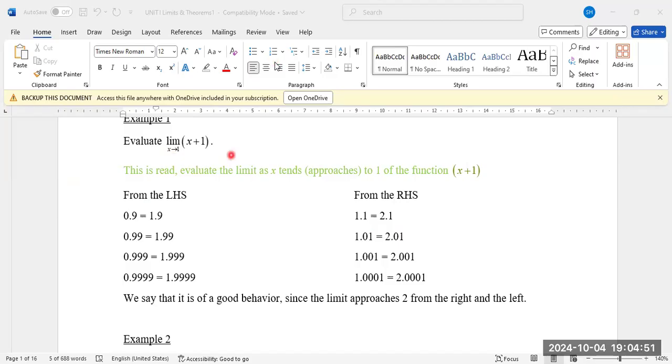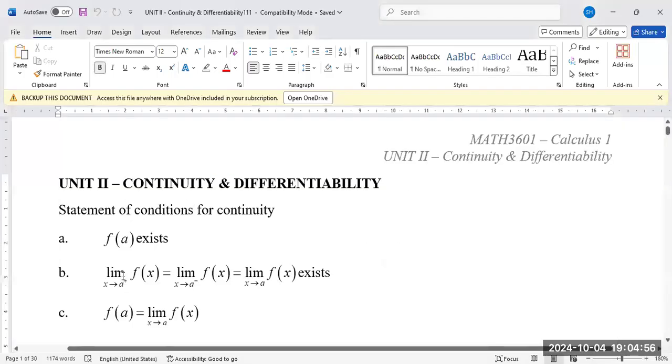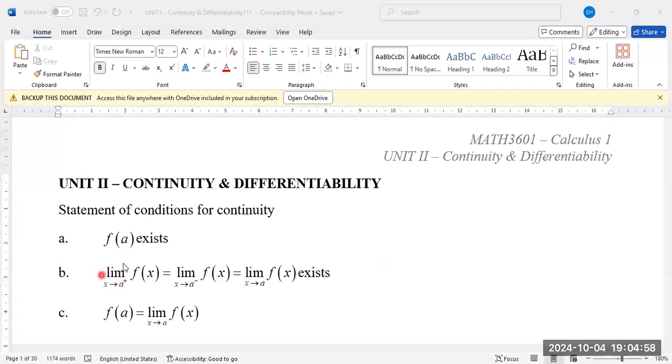So therefore, what is this saying? This is saying that if the intuitive approach from the right-hand side equals the intuitive approach from the left-hand side, then it is also going to be equal if I just go ahead and substitute the value of a into the function. I'm supposed to get the same answer. Talk truth. Yes, sir. Go ahead, please.